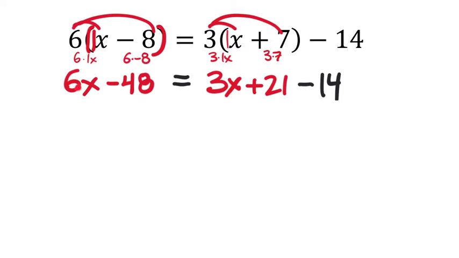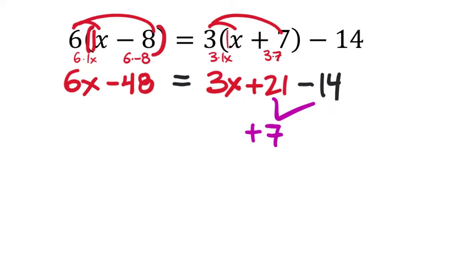So I see on the left side, I got 6x minus 48. Nothing to combine there. They're not like terms. On the right side, I got a 3x and plus 21. Okay, again, these are not like terms. 3 has an x, 21 does not. Now I got this minus 14. And with the 21, I got the minus 14. Well, those are combinable, because they are like terms. So 21 minus 14 gives me positive 7.